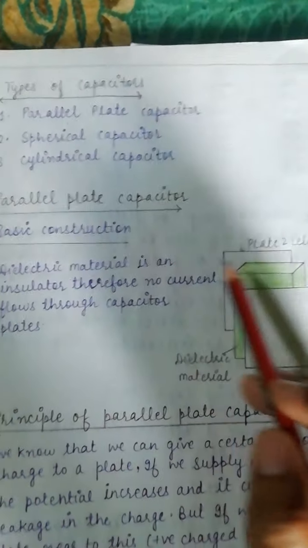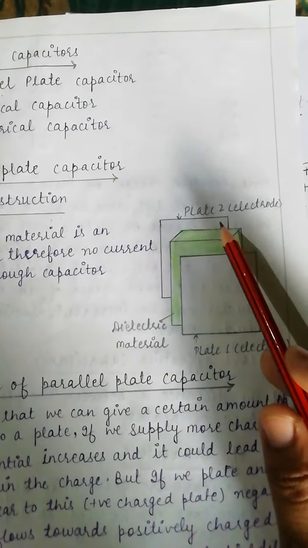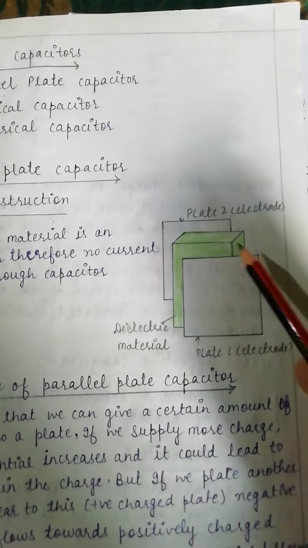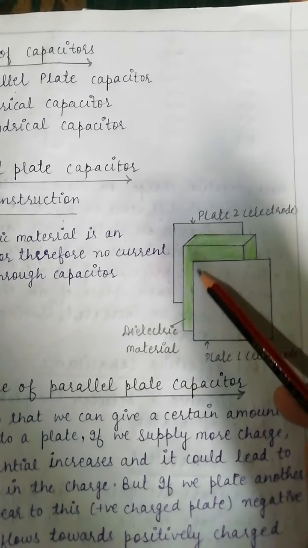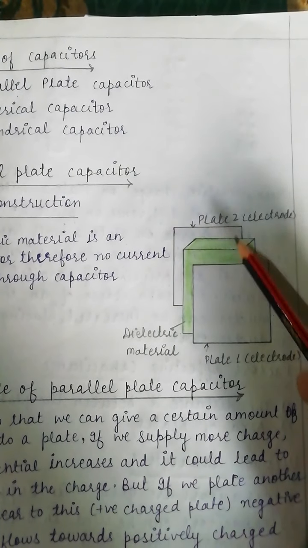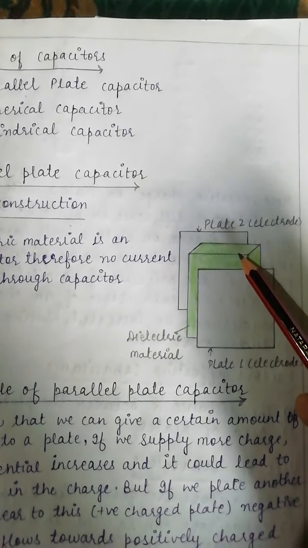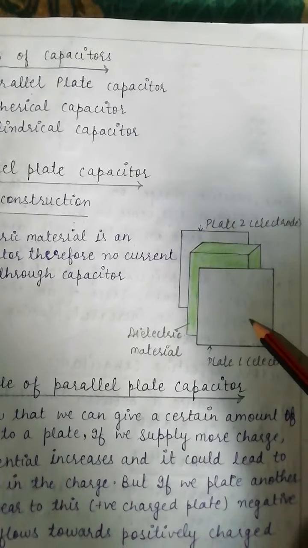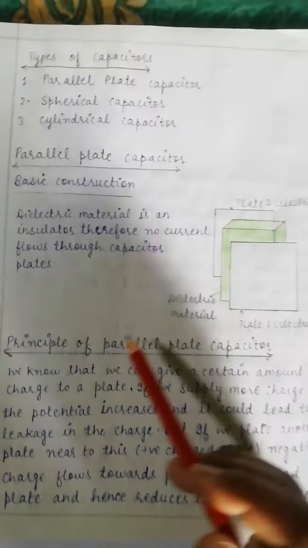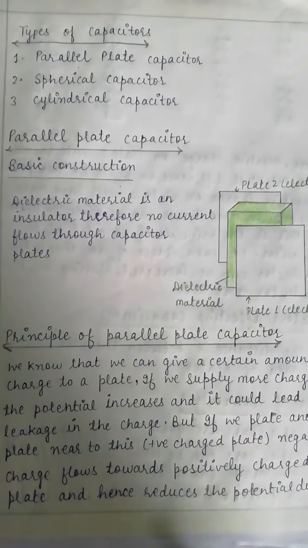Here is the construction of the parallel plate capacitor. There are two plates which are facing each other, plate 1 and plate 2, or you can say electrodes. Here is the dielectric material between the two plates, which are parallel to each other. This dielectric material acts as an insulator, therefore no current will flow through the capacitor plates. Let's go to the next topic, that is the principle of the parallel plate capacitor.